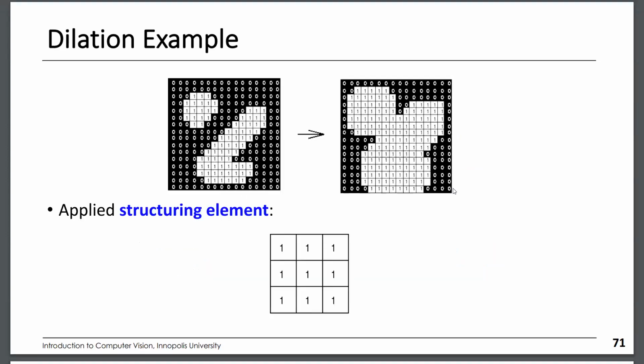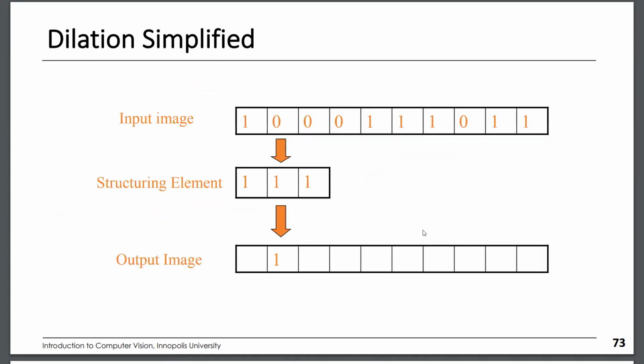This is what dilation looks like. Dilation is kind of the opposite. Remember, previously this shape got even smaller, but with dilation it gets even bigger.